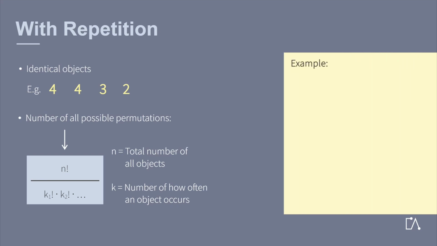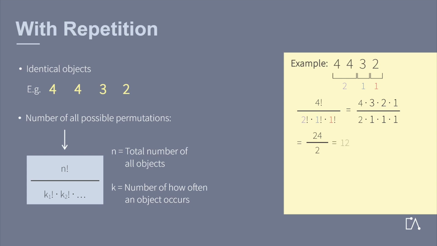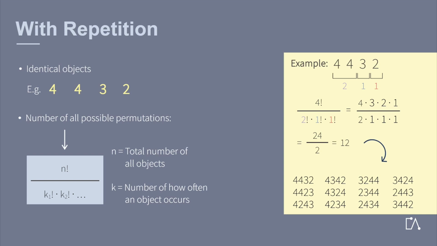Let us now calculate the number of all possible permutations of our example. The numerator contains 4 factorial, because we have a total of 4 digits. In our case, the 4 occurs twice, the 3 and the 2 occur once each. Therefore, we write in the denominator 2 factorial, times 1 factorial, times 1 factorial. This results in 4 times 3 times 2 times 1 divided by 2 times 1 times 1. As a result, we get the number 24 divided by 2, which is 12. So there are 12 possibilities to arrange the digits 4, 4, 3, 2.